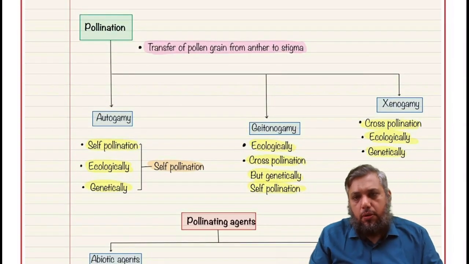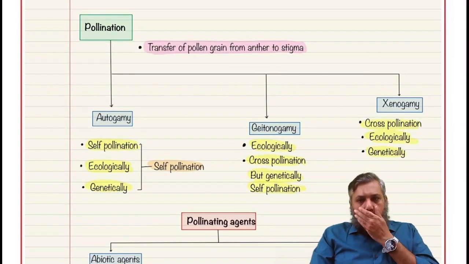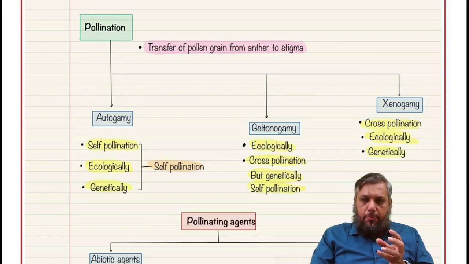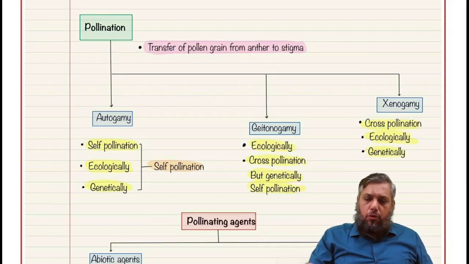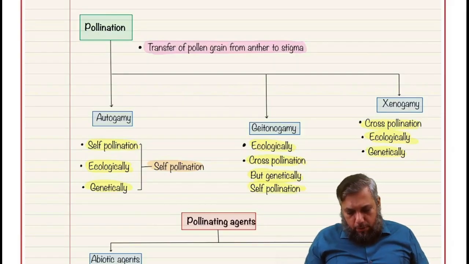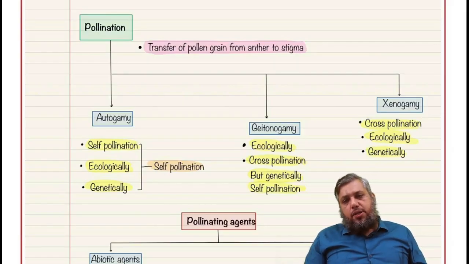So with this, we have talked about development of male gametophyte, development of the female gametophyte. The development of the male gametophyte begins with the pollen grain formation in the anther, and the development of the female gametophyte occurs inside the ovule.